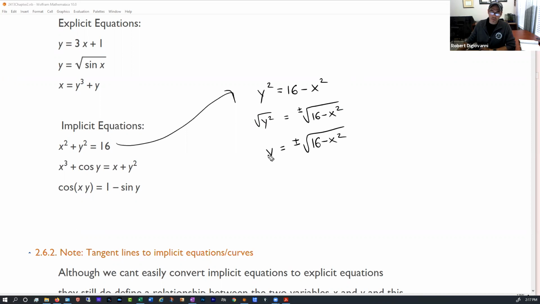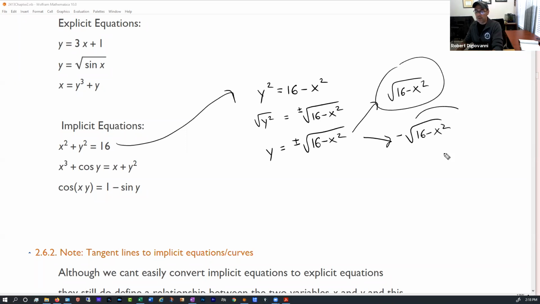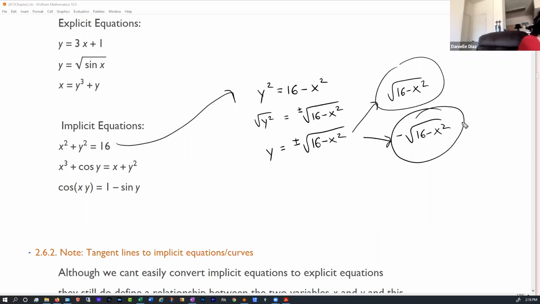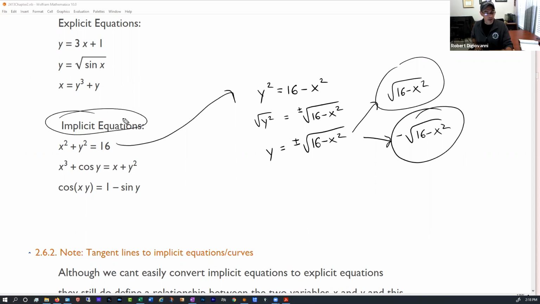And so you don't now have that y is a function of x. You have that y is actually two different functions. It's the square root of 16 minus x squared, and it's also negative square root of 16 minus x squared. And so these two are completely different functions. They're not the same. Do you understand what I'm saying? Okay, so when you cannot solve easily for y, you're looking at an implicit equation.